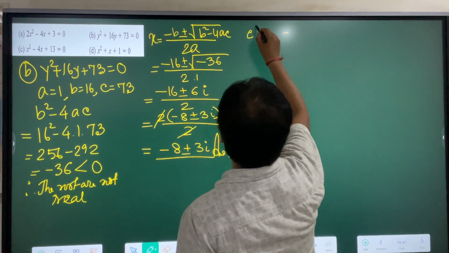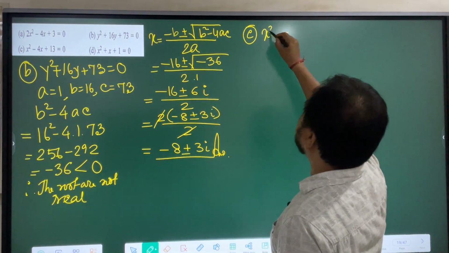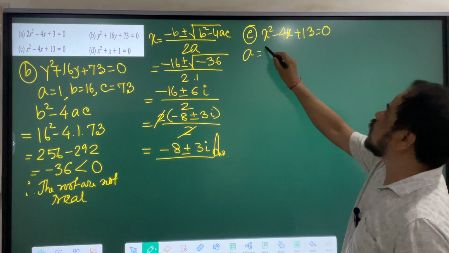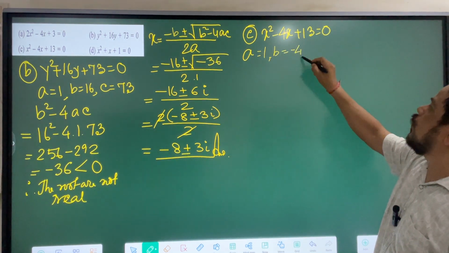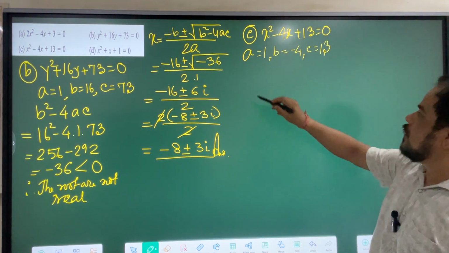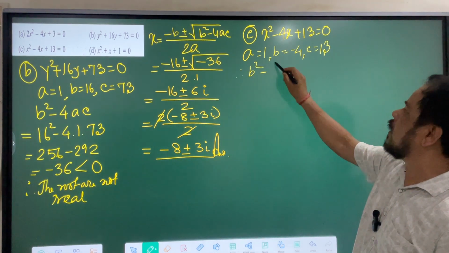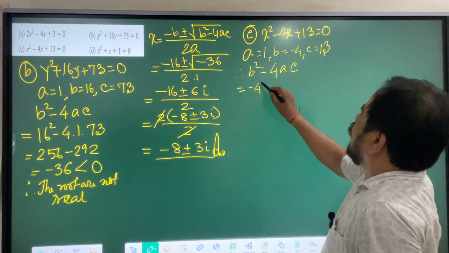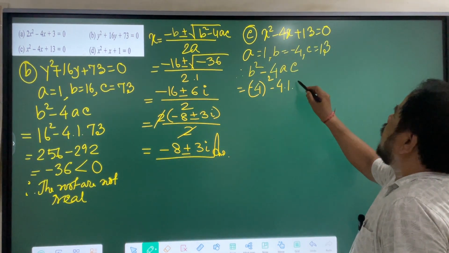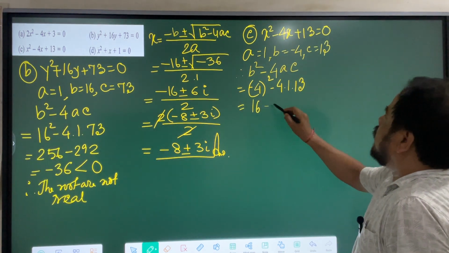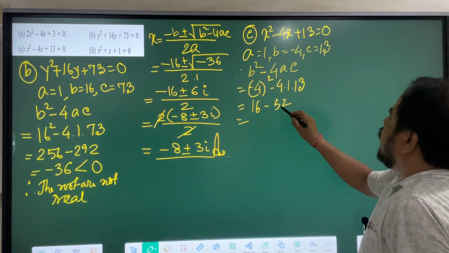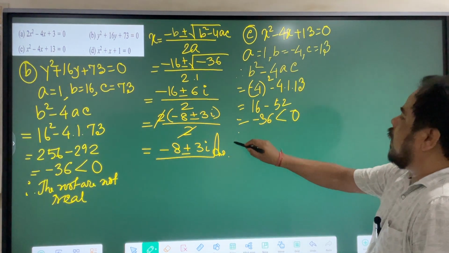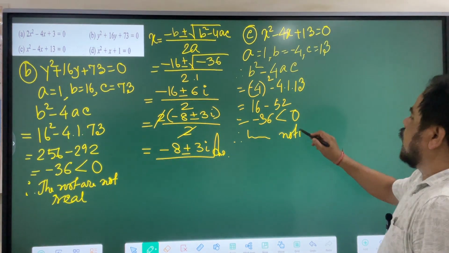Number C. x square minus 4x plus 13 equals to 0. So here A equals to 1, B equals to minus 4 and C equals to 13. First of all we will find out b square minus 4ac to know the nature of the roots. So minus 4 whole square, minus 4 into 1 into 13. 16 minus 52, this is also minus 36, so less than 0. Therefore, roots are not real.